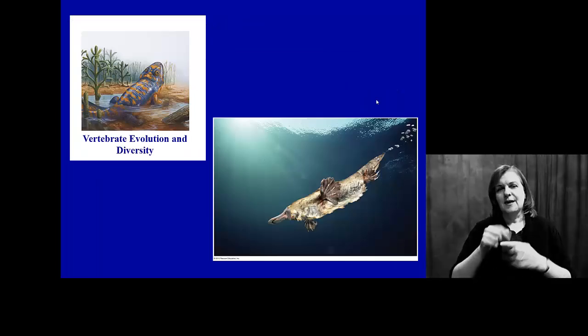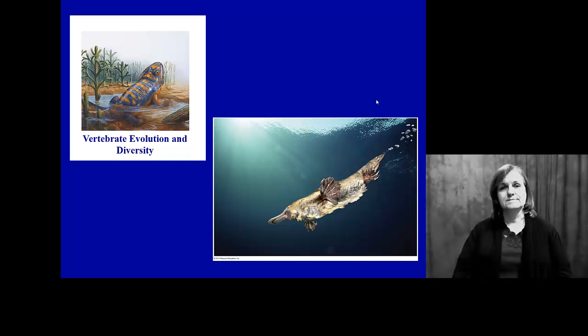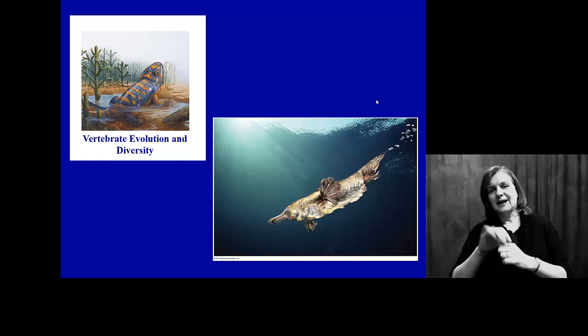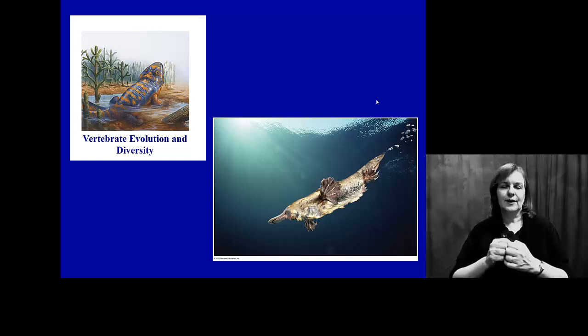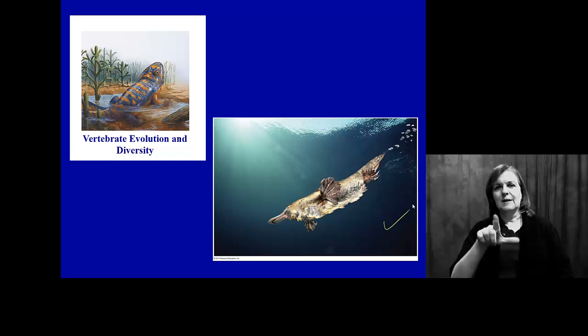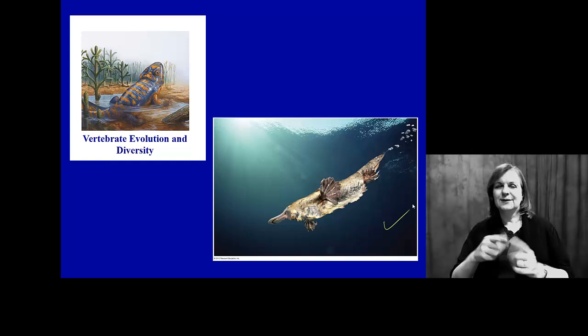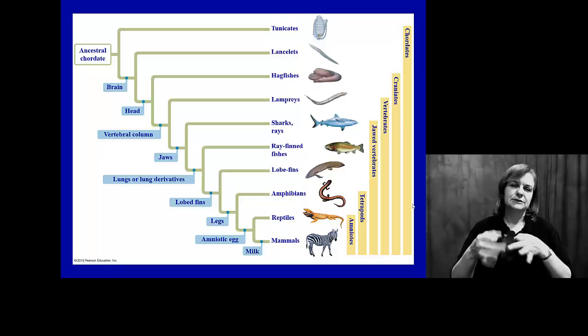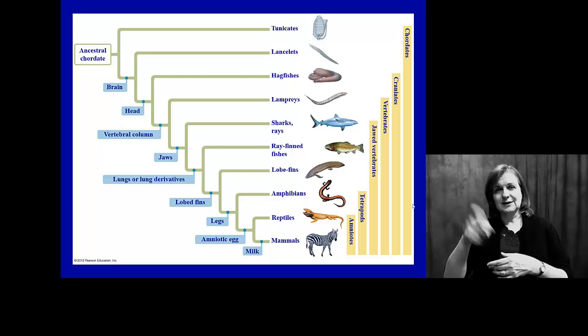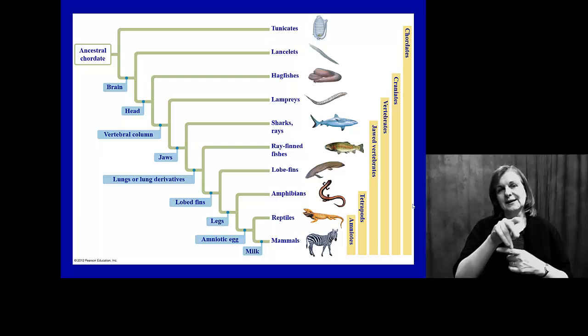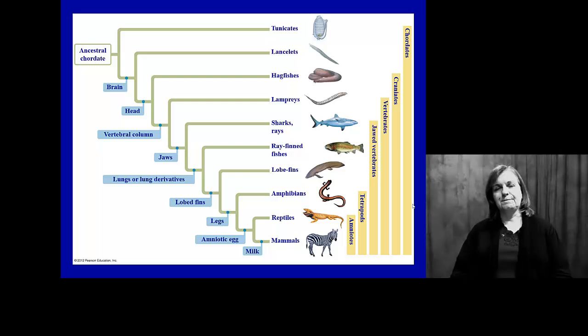I briefly want to introduce you to the four major characteristics of this phyla. So we'll look more at vertebrate evolution and diversity later on, including things like the crazy platypus. But for now, I want to give you an introduction to things that you need to be familiar with to understand chordate and vertebrate evolution.